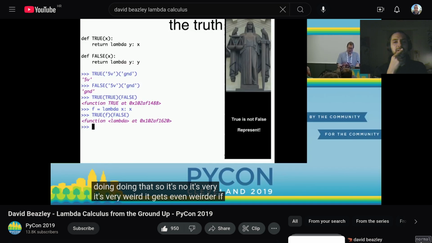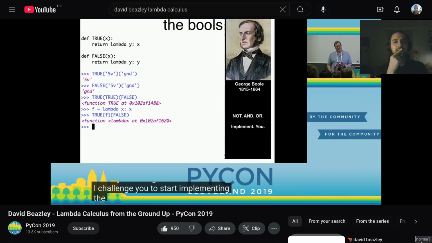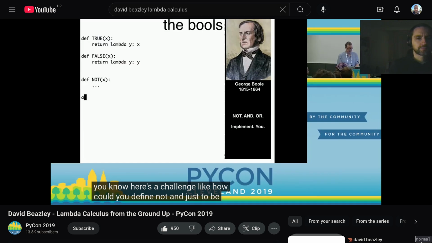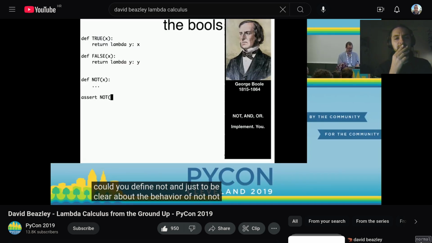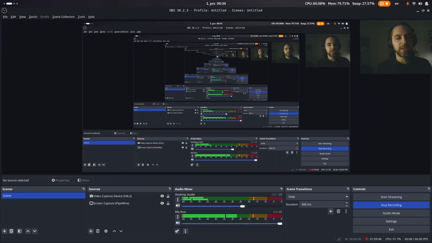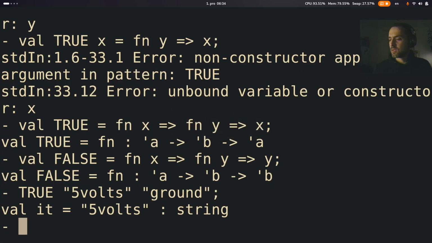It gets even weirder if I challenge you to start implementing the Boolean operators like not, or, and and. Here's a challenge. How could you define not? And just to be clear about the behavior, not true is basically false. How would we do that? How would we define not?